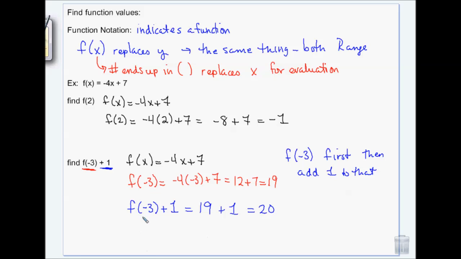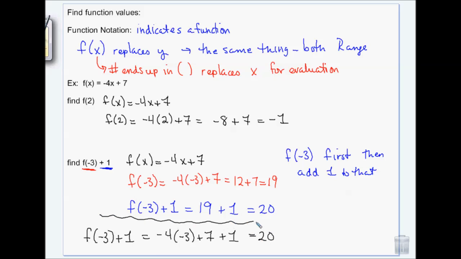Now you don't have to do it separately like I just did. I just wanted to make sure you guys understood the process. What I would normally do is I would take the f of x, plug in the negative 3, and then this plus 1, I just add it to the end. Does that make sense? And I'd still get the same answer. So if it makes sense to you to do it separately, you can do it separately. Or if it makes sense to you to go ahead and put it together, you can put it together. Yeah, right?